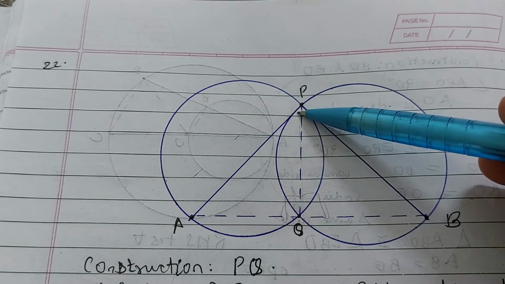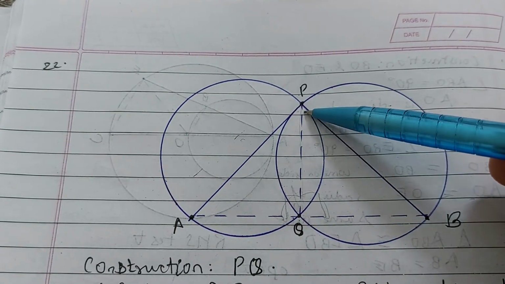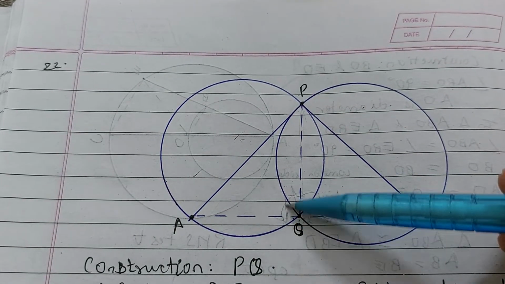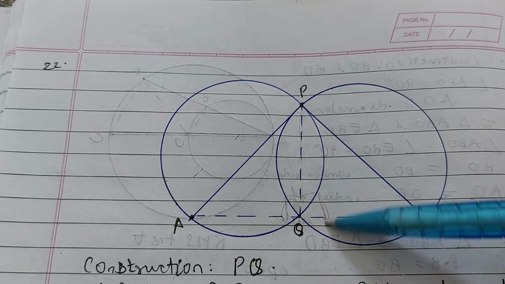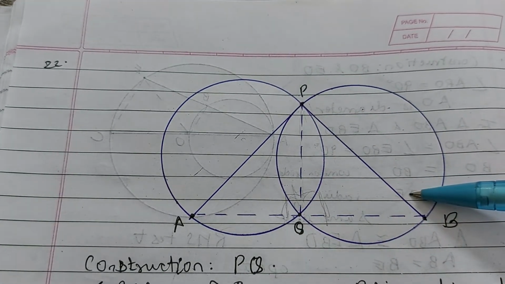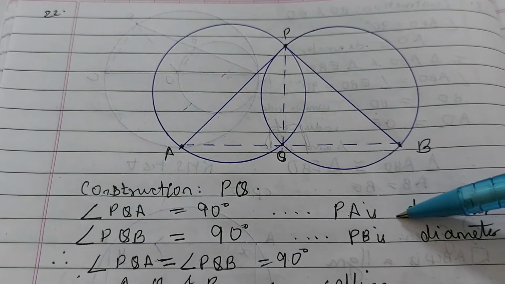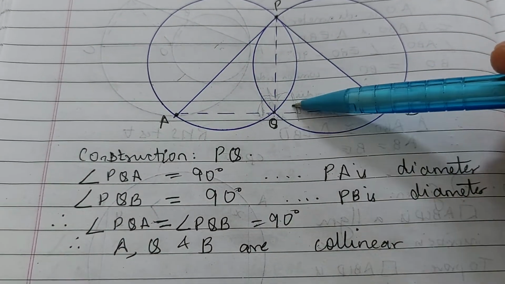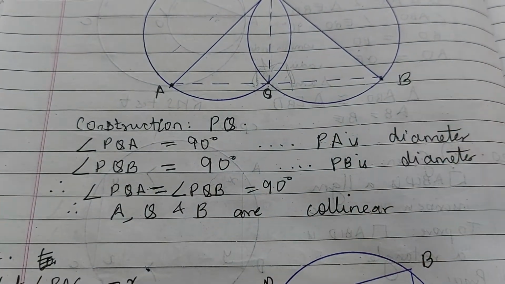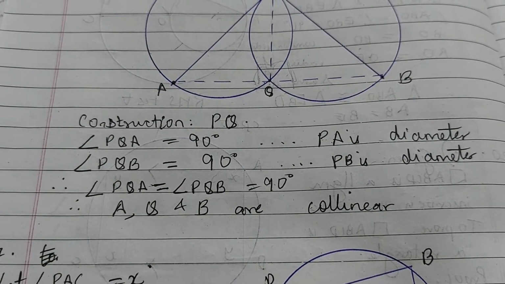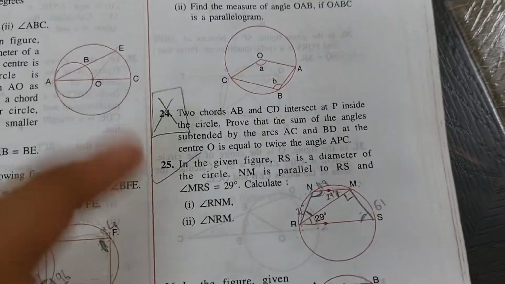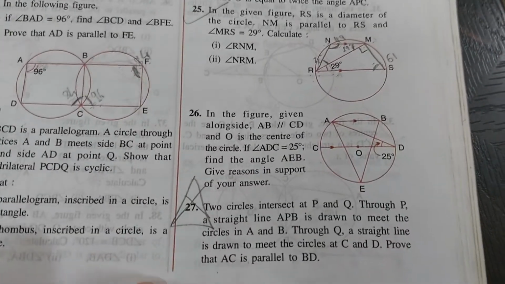Now, AP is a diameter of this circle, so definitely PQA will be 90 degrees. Similarly, this is also 90 degrees because this is a diameter, to mention all of that. And since both are 90 degrees and the total is 180, hence they are collinear. Next, the 24th sum is for homework and the 27th sum.